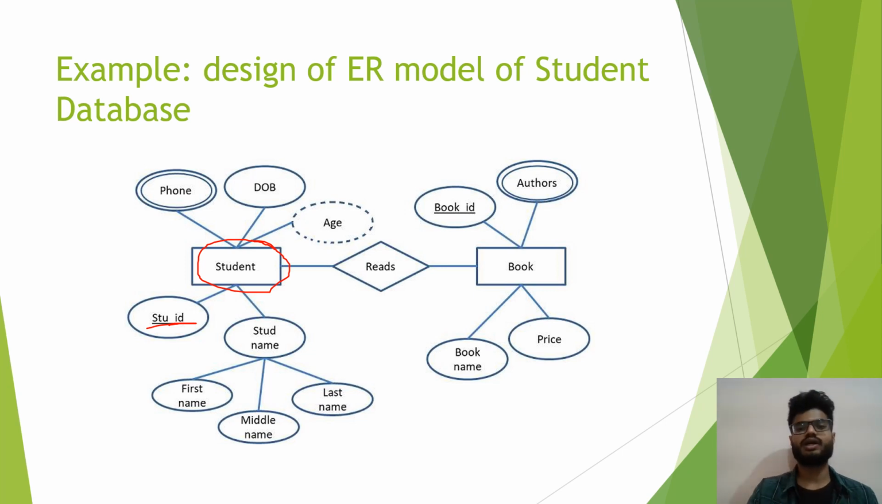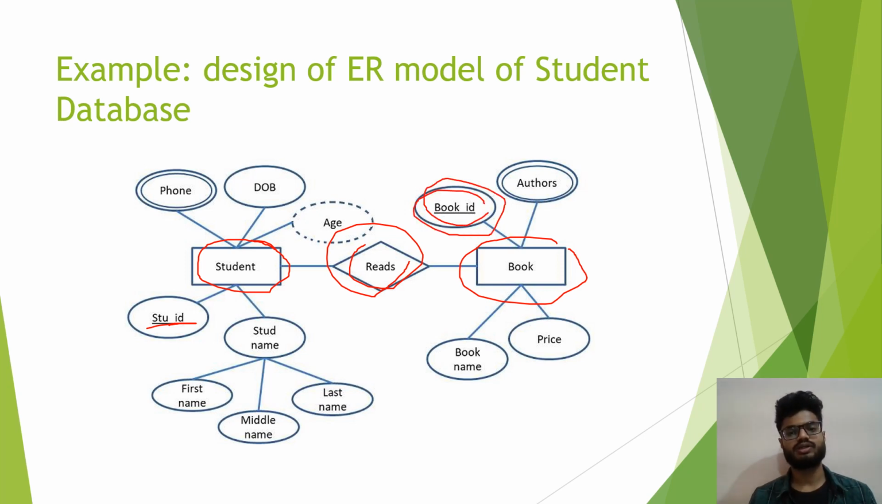This student entity is related to another entity named book by the read relation. I guess it's a one-to-one relation, or one-to-many, anyway. The book entity also contains a key attribute. Authors is a multi-valued attribute, as one author can write a book, but multiple authors can also write a single book. Book name is a single attribute, and price is also a single attribute. So it's just an example of an ER model diagram.